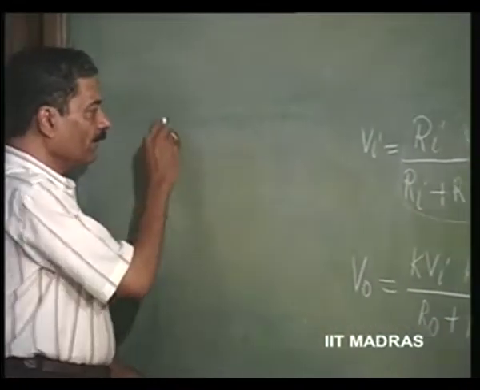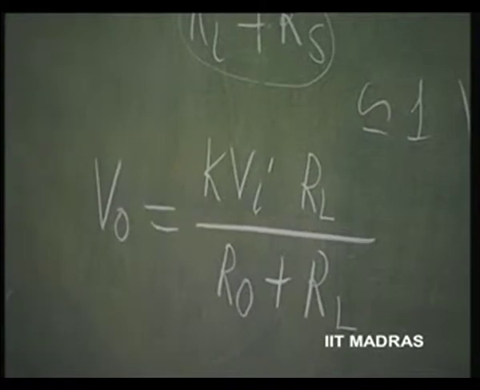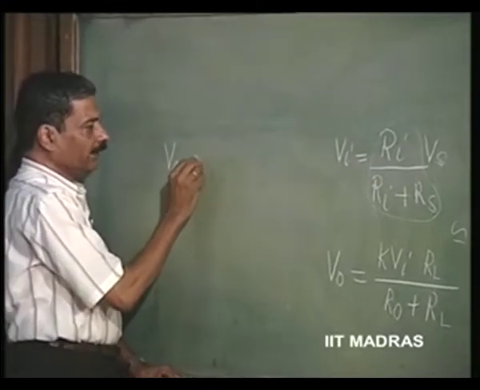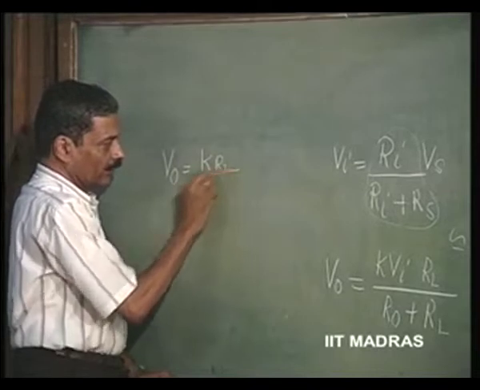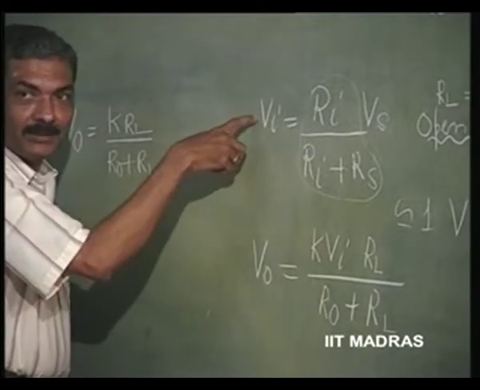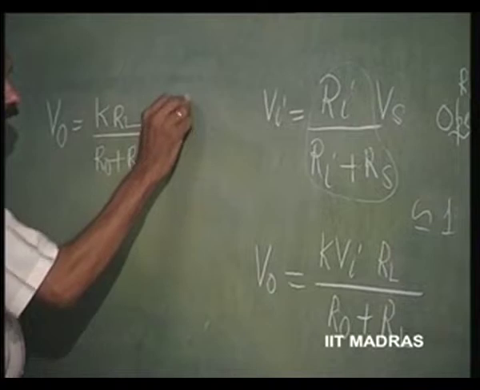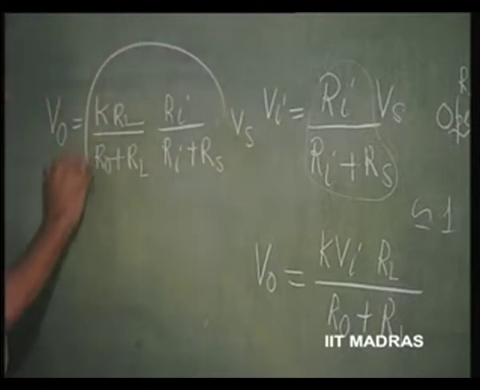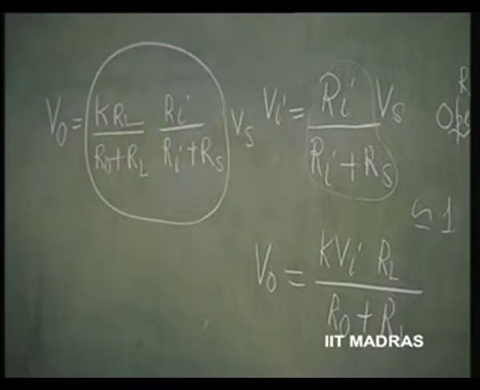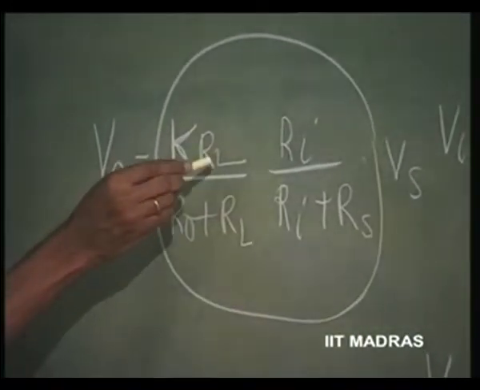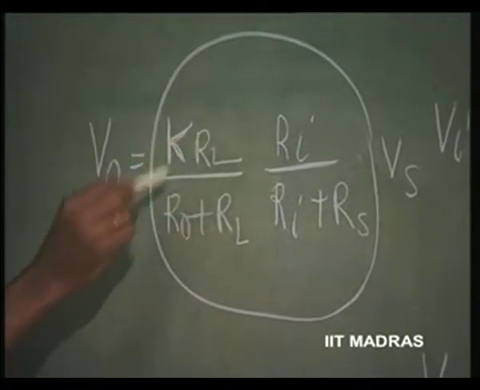Now, if you want to find out what is the output voltage in terms of the source voltage, then we have here k times RL by R naught plus RL times VI, and VI we will substitute from this, which is RI by RI plus RS times VS. So, you can see that the actual gain of the amplifier is going to be k, which is the open circuit voltage gain, times the attenuation suffered at the output, which is RL by R naught plus RL.